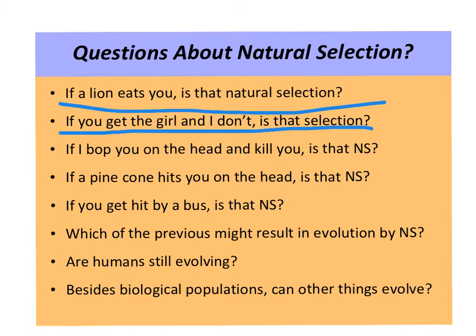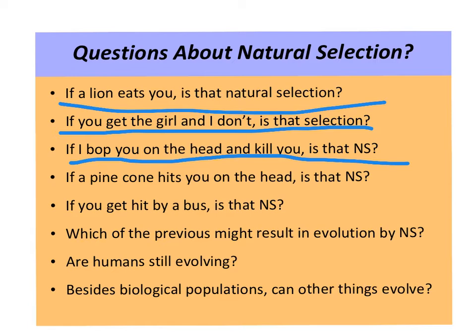If I bop you on the head and kill you, is that natural selection? Am I a living organism? Yes. Are you a living organism? Yes. Is a lion a living organism? Yes. Is a zebra a living organism? Yes. If a lion kills a zebra, is that natural selection? Yes. If I kill you, let's say, and I even eat you, is that natural selection? Of course it is.